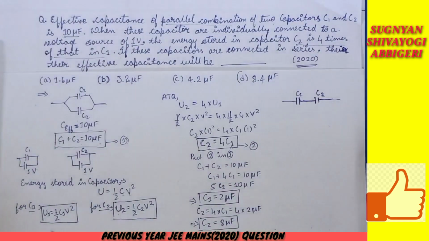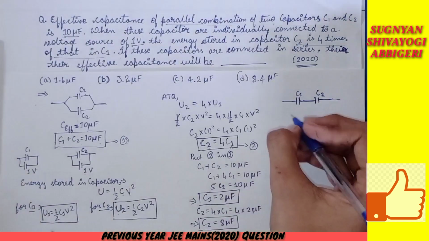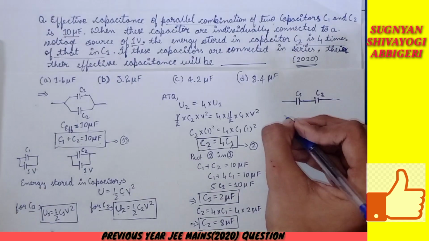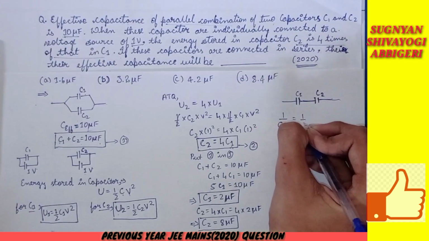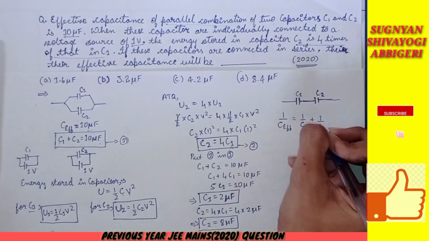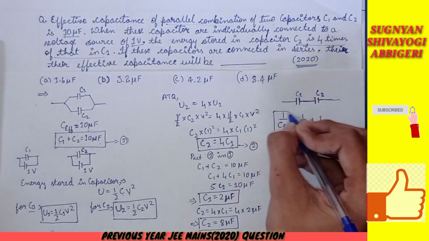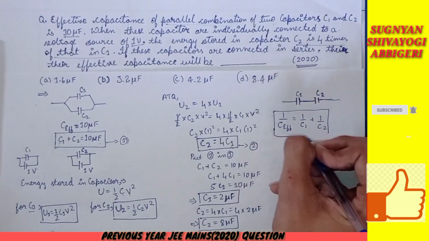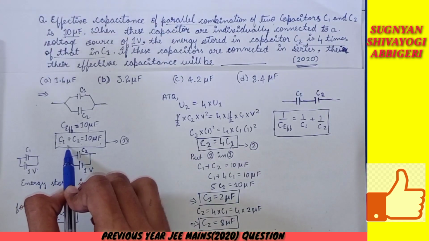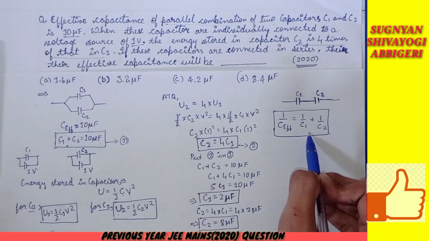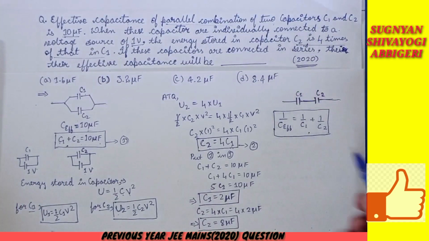Now here, if capacitors are connected in series combination, we need to reciprocate them and add them, or I can also write the formula for it. 1 by C effective is equal to 1 by C1 plus 1 by C2. This is the formula to be used only in series condition. If parallel, we will directly add, like we did here, but in series condition we need to do it like this. So let us find out by putting the values.